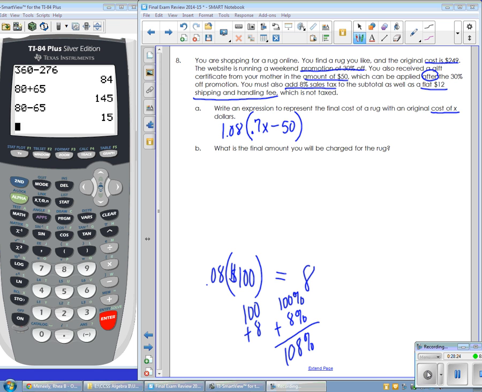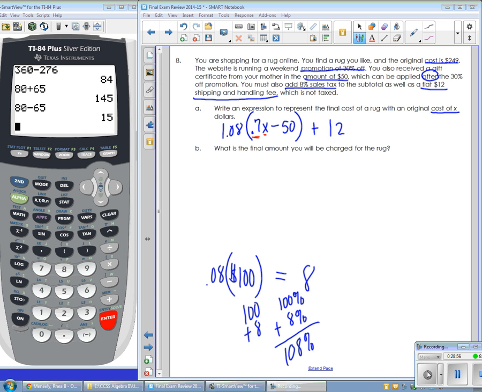And then after that, I've got to pay shipping and handling, which is not taxed. So that's why it's not going to go in the parentheses, and I'm just going to add a plus 12. So let's review real fast. The first thing I'm doing to my costs, remember X is the cost of this rug, is taking off 30%. Well, I'm not going to keep it as 0.3x because remember, that's just the amount I'm getting discounted. I have to subtract that from the whole price. So another way of looking at this is to say, okay, well, I'm paying 70% of the value of the rug. So that's why I have the 0.7 there.